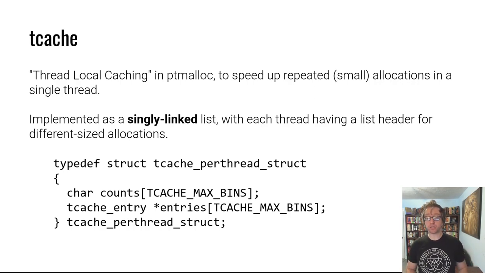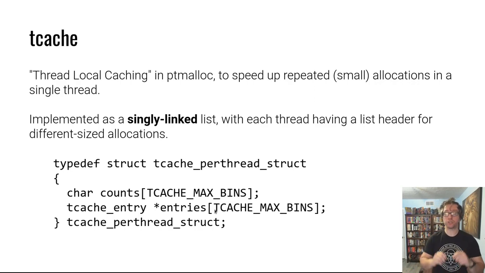All right, so how does tcache work? Well, tcache is implemented as a singly linked list. We're going to go through a quick recap of what a singly linked list is. Each thread has a list header for different sized allocations. In each thread, there's one instance of this tcache per thread struct. That's why it's called per thread struct. And in this struct, there is an array of tcache entry pointers, each of which point to the beginning of a list of tcache entries, of allocations that were previously freed and can be very quickly reused.